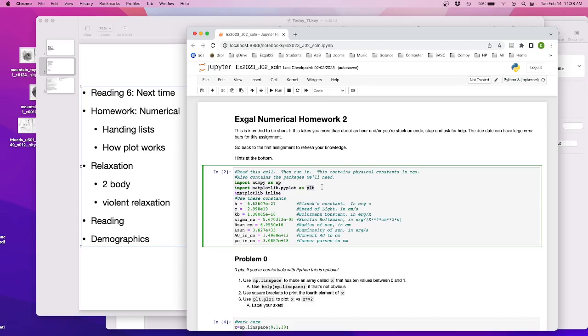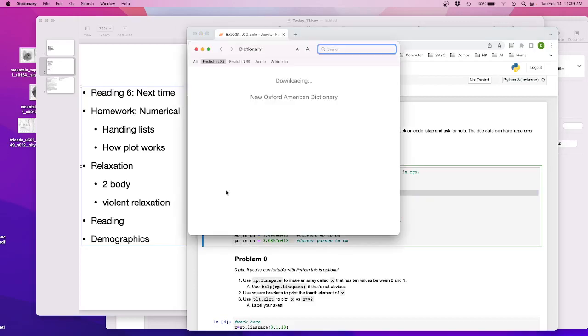You can call it whatever you want here. We'll call it plt because A, that's what everybody does, and B, it's short and easy. This line here, this matplotlib inline, that just makes the plots show up when you say go. So you need that line, otherwise the plots don't show up.